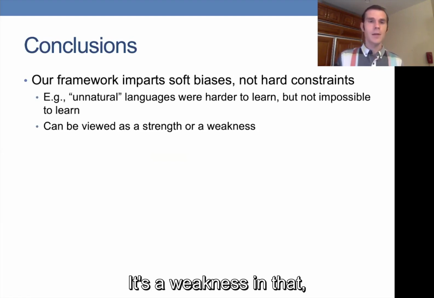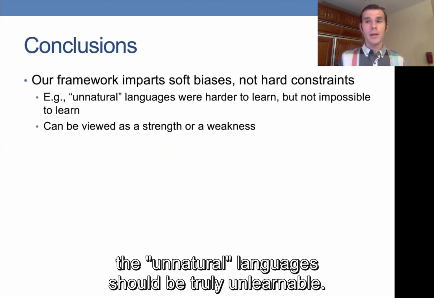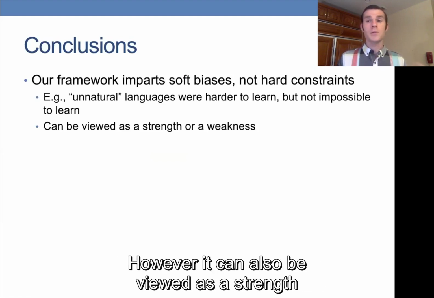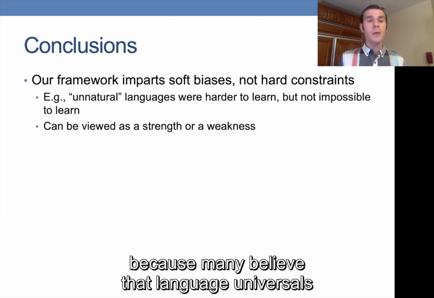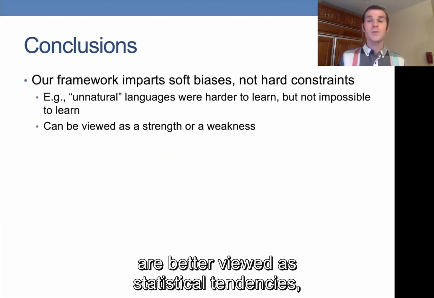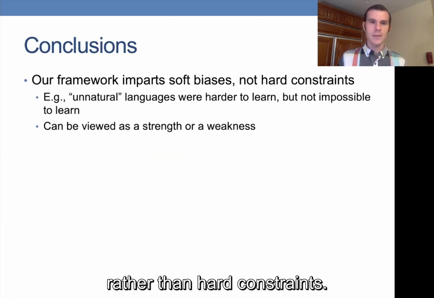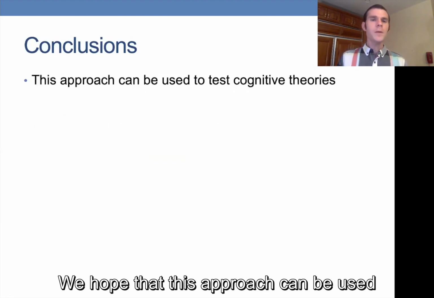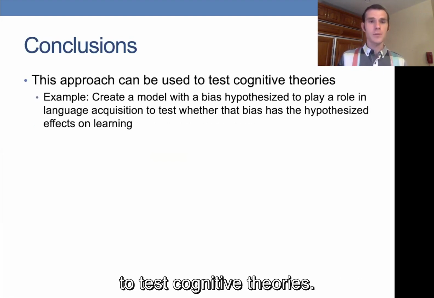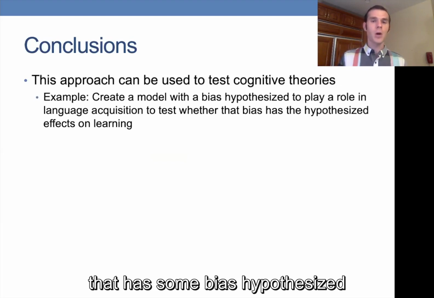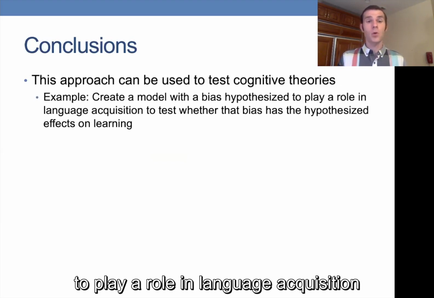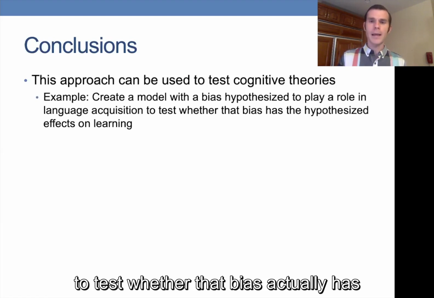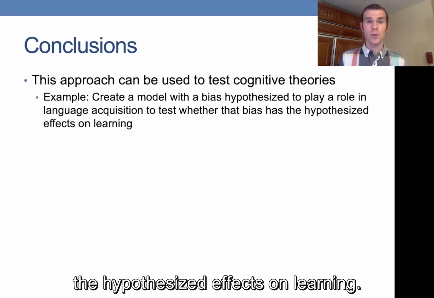It's a weakness in that, at least under some views of optimality theory, the unnatural languages should be truly unlearnable. However, it can also be viewed as a strength because many believe that language universals are better viewed as statistical tendencies rather than hard constraints. We hope that this approach can be used to test cognitive theories. For example, you can use it to create a model that has some bias hypothesized to play a role in language acquisition to test whether that bias actually has the hypothesized effects on learning.